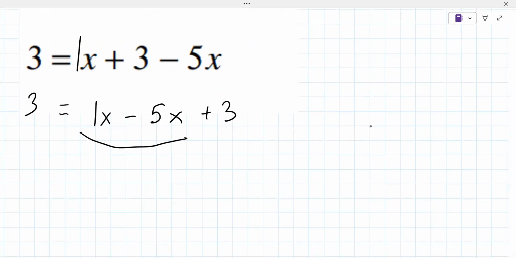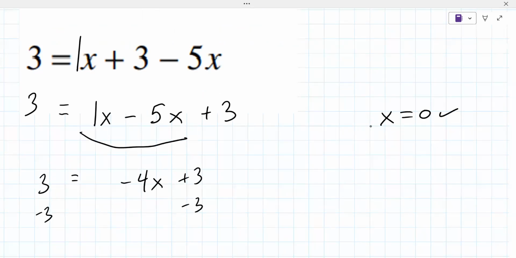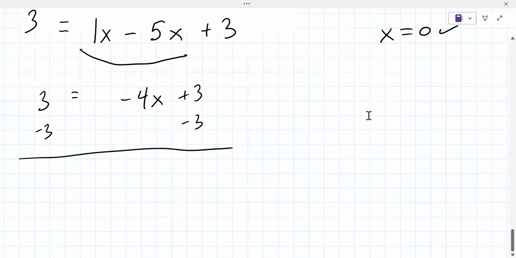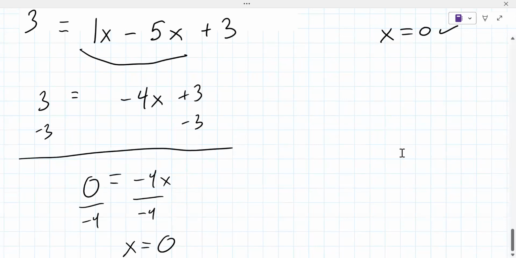X equals 0. X does equal 0. Very good. So when you combine these, minus 4x plus 3, subtract 3, you get 0 on the left. 0 equals negative 4x. Divide by negative 4. X equals 0, like that.